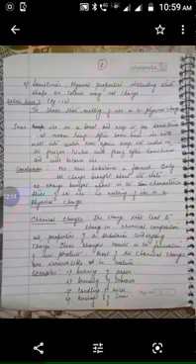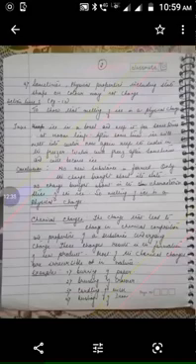Okay, so these all are chemical changes. Example of chemical change: curdling of milk. You want to make curd from milk. Once you make the curd from milk, you cannot get back the milk again from the curd. So these are all chemical changes.